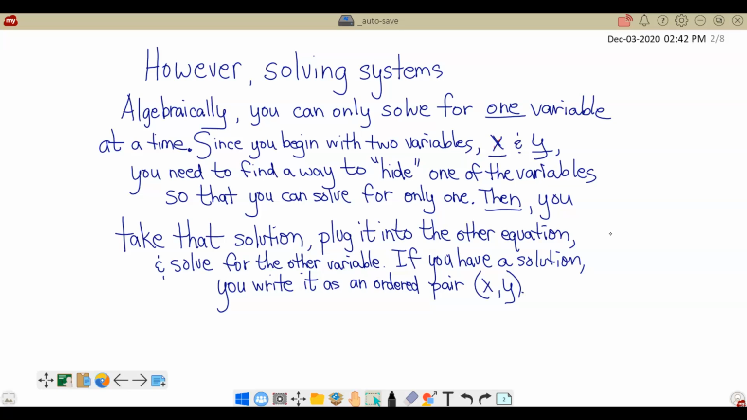Since you begin with two variables, x and y, you need to find a way to hide one of the variables so that you can solve for only one. Then you take that solution, plug it into the other equation, and solve for the other variable. If you have a solution, you write it as an ordered pair: parentheses, x, y, parentheses.